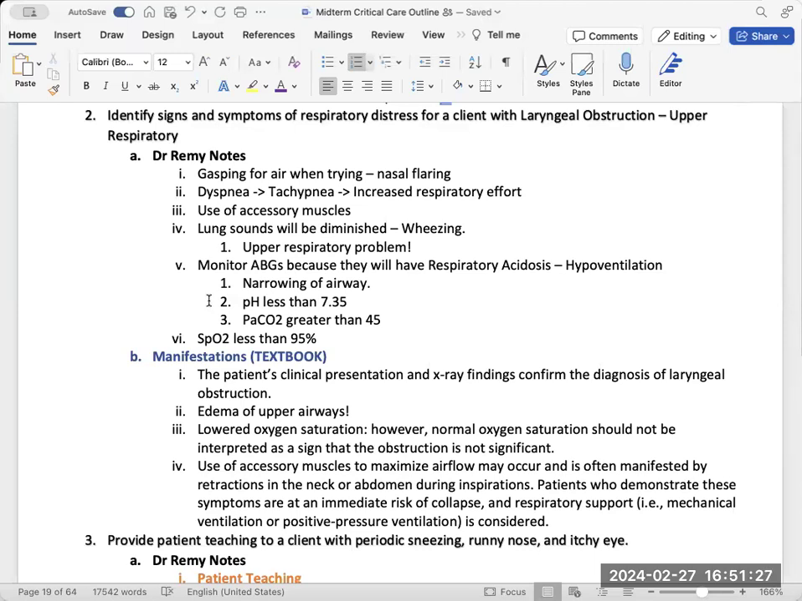We also want to monitor ABGs. Why? Because if they're having problems breathing, they're having respiratory compromise, they're struggling to breathe, right? They're going to have respiratory acidosis, going to have too much carbon dioxide. They can't get rid of it because they can't really breathe, right? So they're hypoventilating. Even though they're struggling for air and they might look like they're breathing quicker, they're also not able to breathe at all, and they're not able to expel CO2 as well. So that's why they'll go into respiratory acidosis, okay? And they'll have an SpO2 of less than 95%. Is there anything else that anybody wants to add?